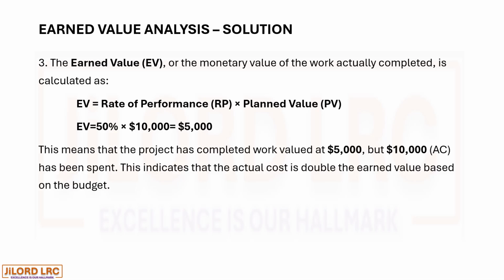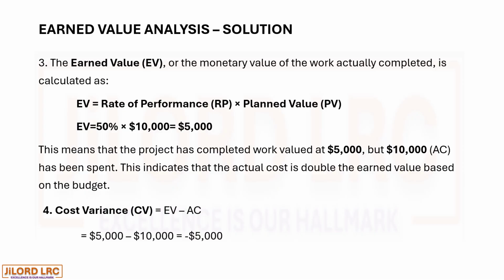This means that the project has completed work value of $5,000, but $10,000 actual cost has been spent. This indicates that the actual cost is double the end value based on the budget. That's a challenge. Cost variance, which is end value minus actual cost. So we have end value, which is 5,000, actual cost, which is 10,000, giving us a negative of 5,000.